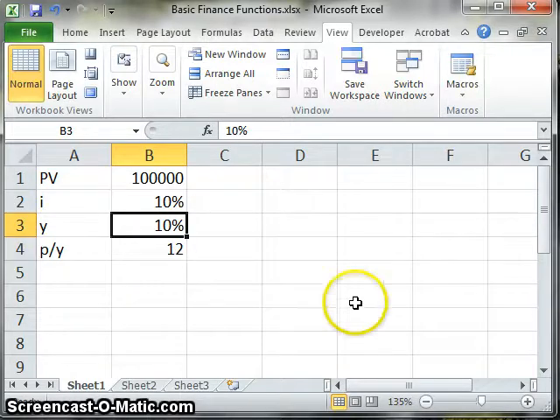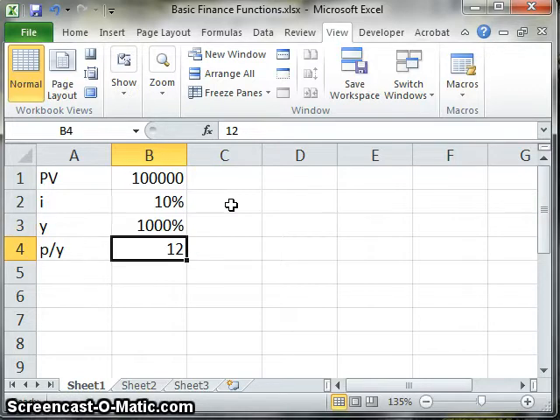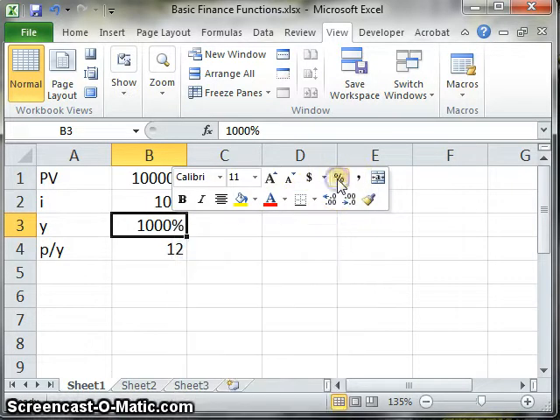And we need to fix that so it's not a percent. That's going to be a 10, not a 10%. Right now that's set up as a percentage, and we want to undo that and just make that a regular figure there, and we can get rid of those decimals.